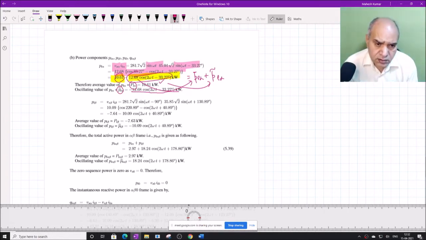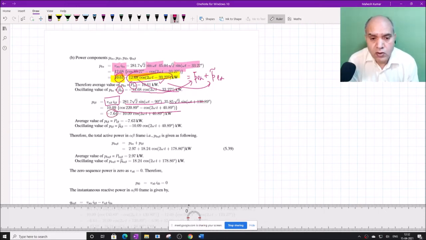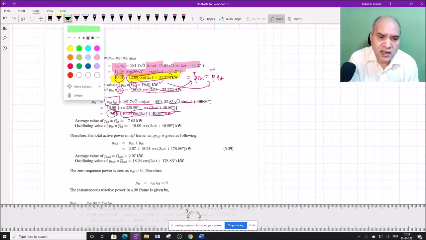Then in a similar way we can find the value of PL beta, which is the product of V beta into I beta. Substitute these values here, simplify them to cos form, and replace in terms of DC and AC components. So this becomes minus 7.64 and minus 10.09 cos(2 omega t plus 40.89). You see, a very interesting thing is that here the power is negative actually. The real power is negative. What is the meaning of that?